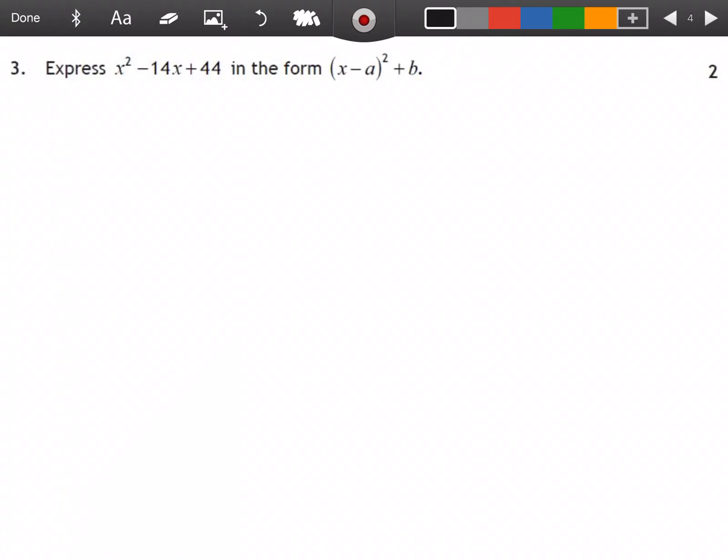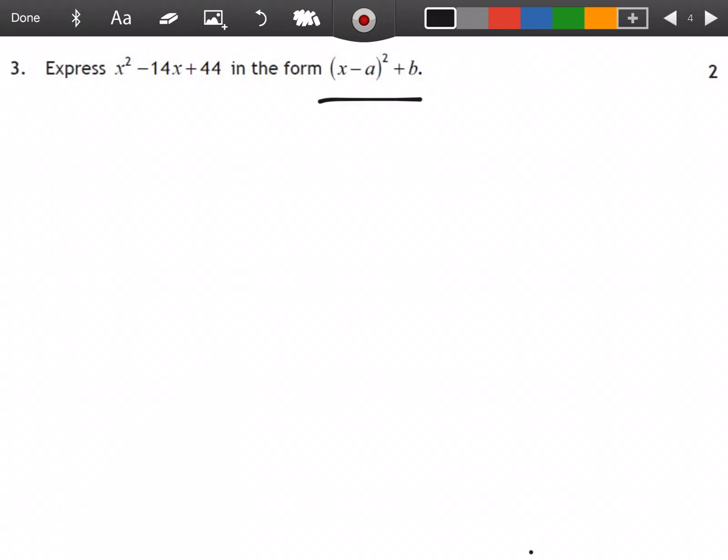Number 3, we're going to write this, our answer has to look like that, okay? Express x squared minus 14x plus 44 in this form. Our answer needs to look like something like this. See, when it's got a minus a and a plus b, it's not necessarily that you have got a minus number in the bracket and a plus number at the end. That is just a demonstration of what the answer should look like, okay? X with a number in the bracket and with a squared outside and another number outside.